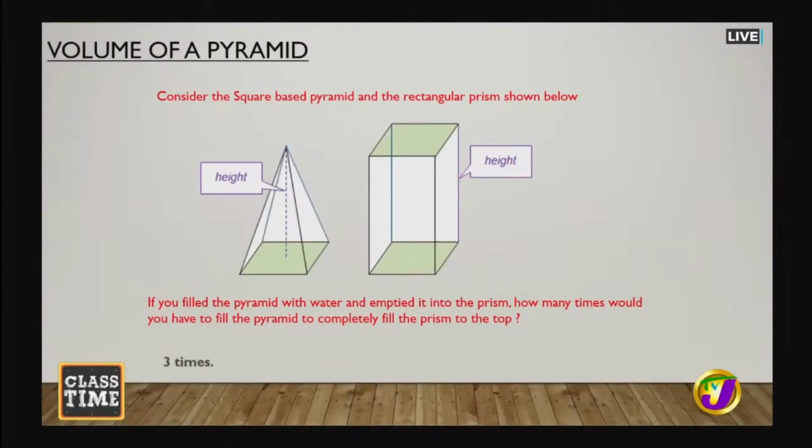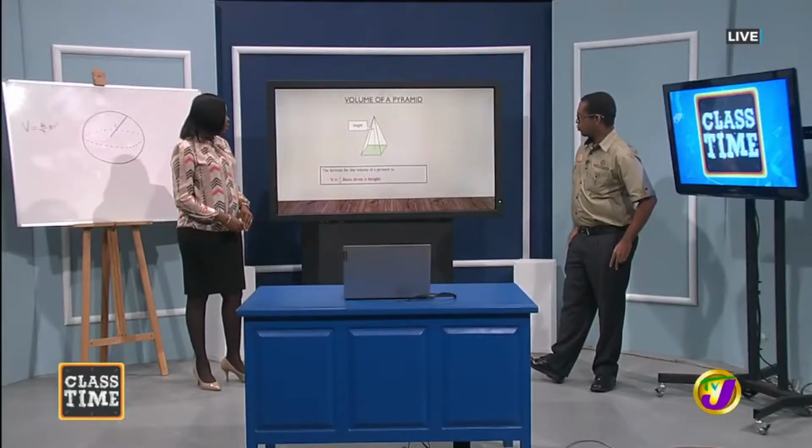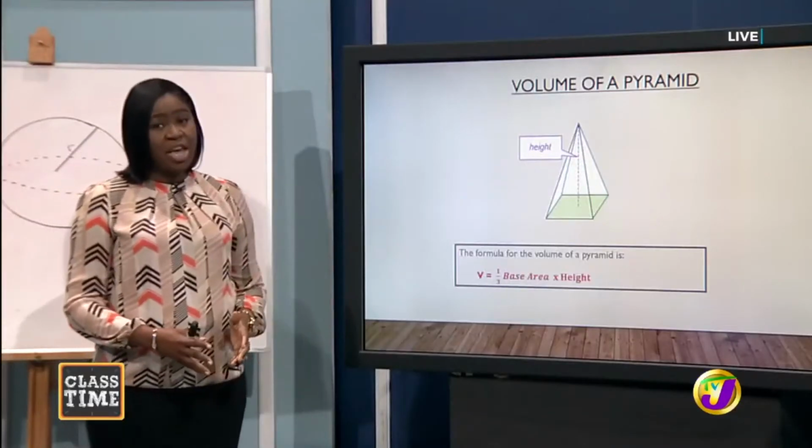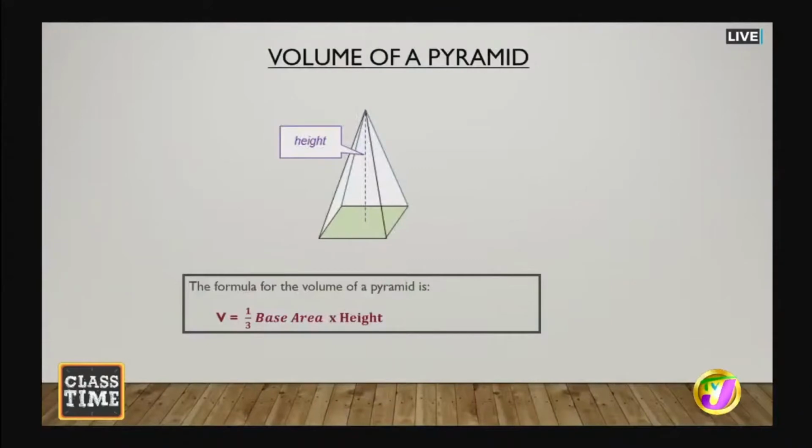And that is important, students, because this is a special relationship between the pyramids and the associated prisms. So that's one of the things to remember. And it helps us to remember when we need to derive formulae. Yes. So we can say that the formula for the volume of a pyramid is 1/3 the base area times the height.